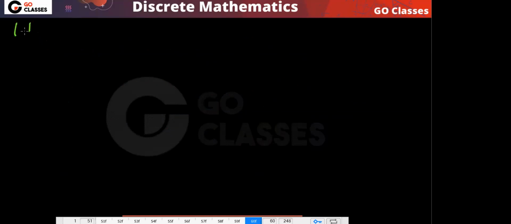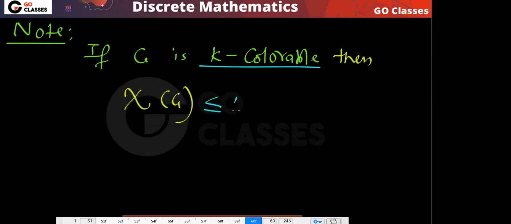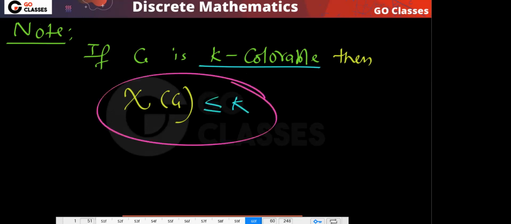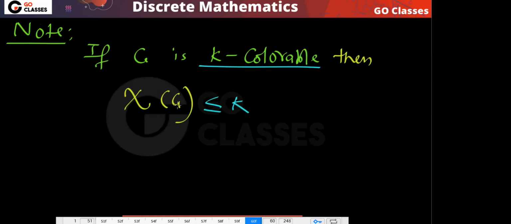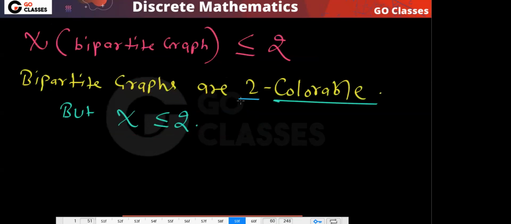If a graph is k-colorable, then what can you say about the chromatic number? Chromatic number means the minimum number of colors you need. You already know it is k-colorable, so you need at most k colors. Yes or no? So the chromatic number will be less than or equal to k. So here you can notice a bipartite graph is 2-colorable. It means the chromatic number will be less than or equal to 2.